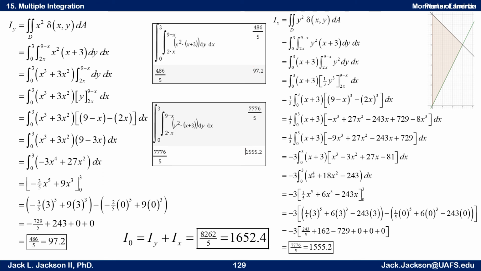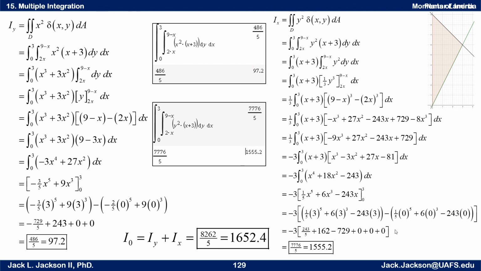Find an antiderivative by adding 1 to the power divided by the new power. This goes to 5. Divided by the new power, 1/5. That goes up to 3. 18 divided by 3 is 6. 243 picks up an x. Evaluate from 0 to 3. Plug in the 5. Plug in the 3. Where the x's are, plug in the 0, subtract. And then at the end, multiply by negative 3.